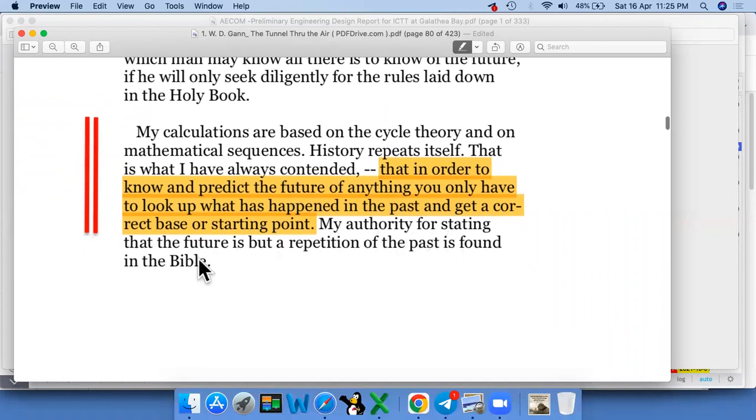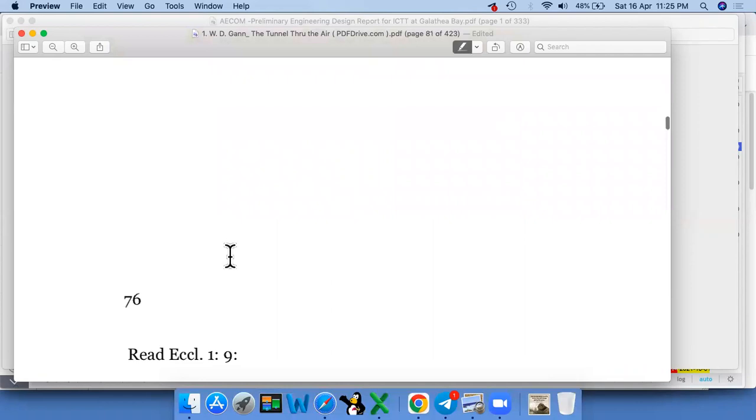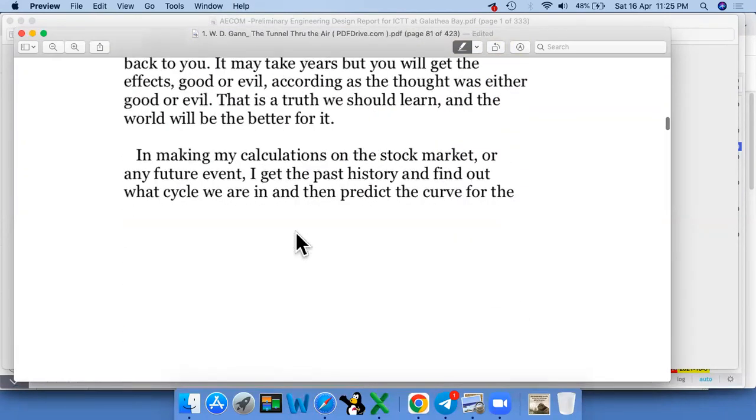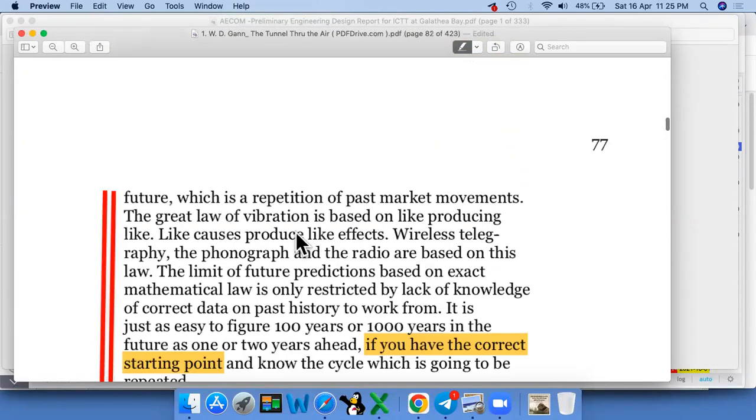My authority for stating that the future is but a repetition of the past is found in the Bible. So it talks about various things together. This makes it plain that everything works according to past cycles and that history repeats itself in the lives of men, nations, and the stock market. So here he has tried to give various examples.